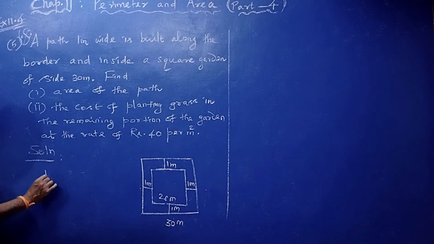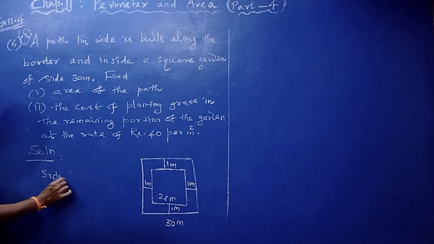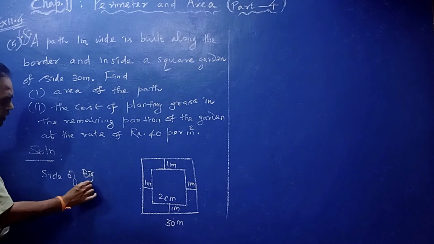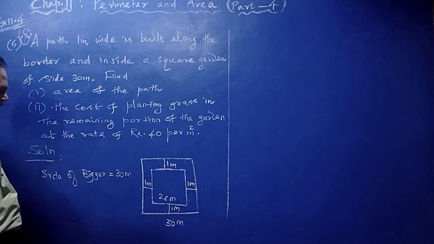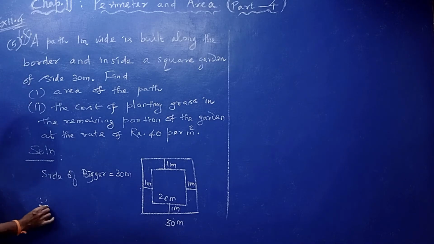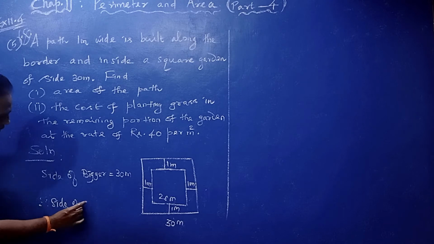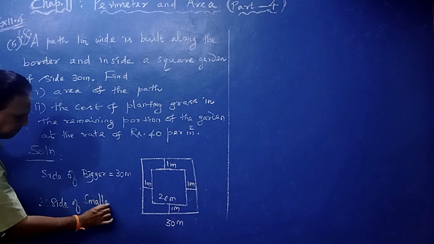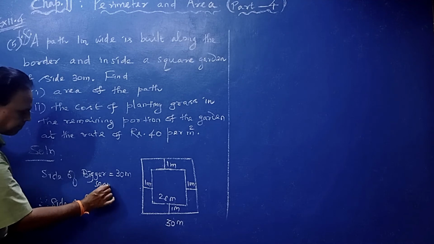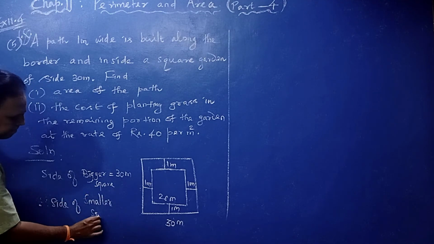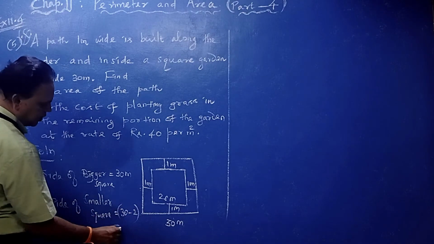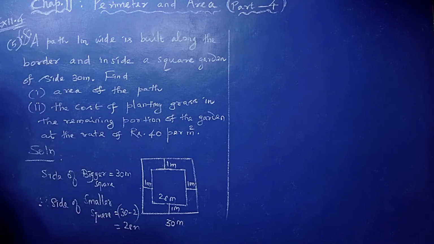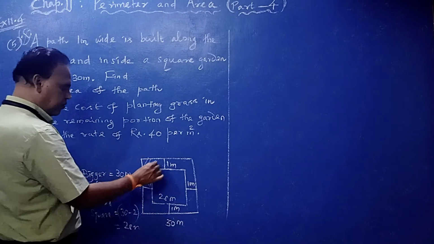Therefore, here you write that the side of the bigger square is 30 meter. Or directly in the diagram is also enough, but for understanding purpose I am writing. Therefore, the side of the smaller square is equal to 30 minus 2, that is 28 meter. Therefore, the area of path, this is the path area, you have to find out.